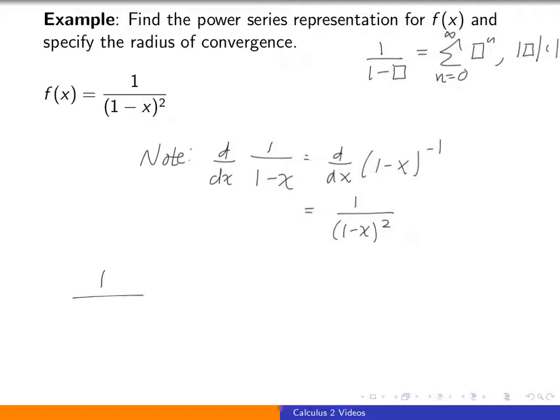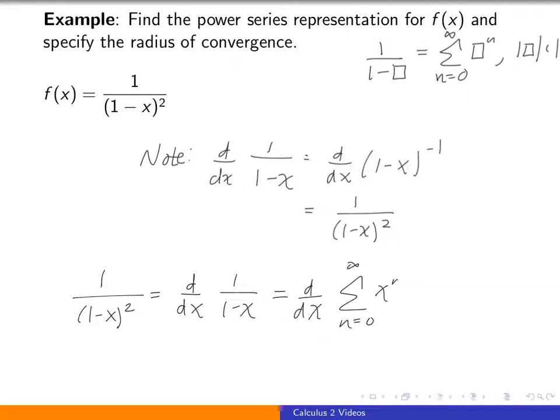So we have 1 over 1 minus x quantity squared. The function we would like to represent as a power series is equal to the derivative of 1 over 1 minus x. And we know a power series representation of 1 over 1 minus x. That would be the sum from n equals 0 to infinity x to the n. So the question becomes, do we have a way or formula we can use to differentiate a power series? And it turns out that there's a very convenient formula for doing this.